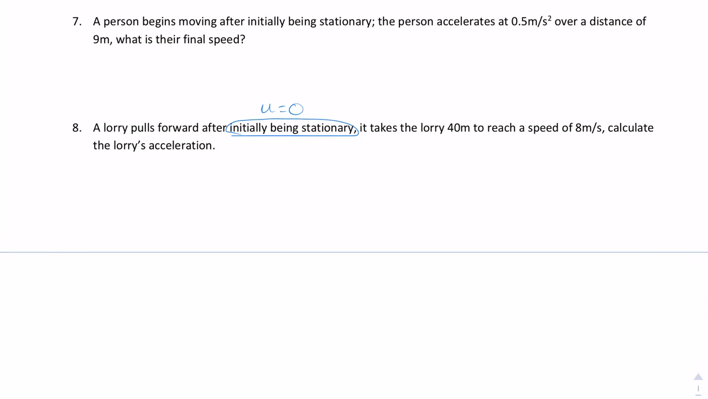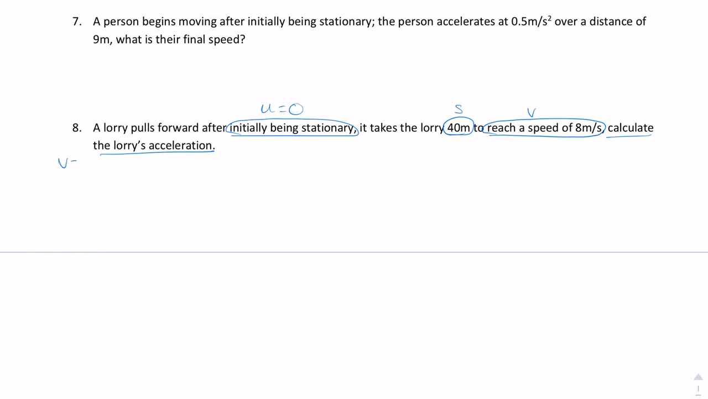Very important. It takes the lorry 40 meters, that's our distance, or s, to reach a speed of 8 meters per second. Reach a speed indicates that this is our final velocity. Calculate the lorry's acceleration. That's what they want us to find.